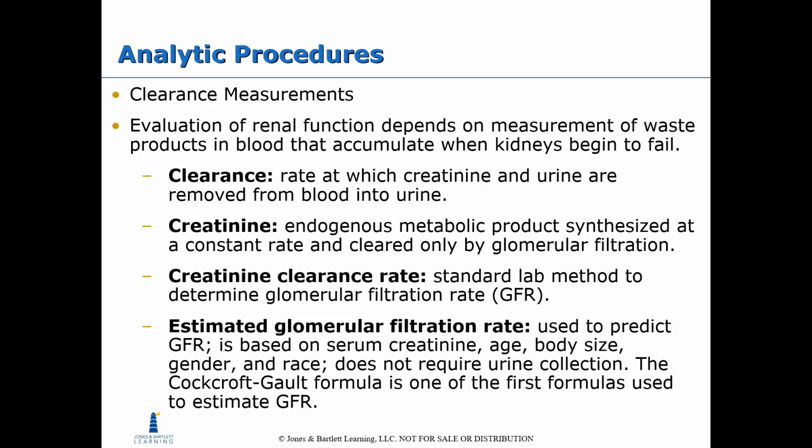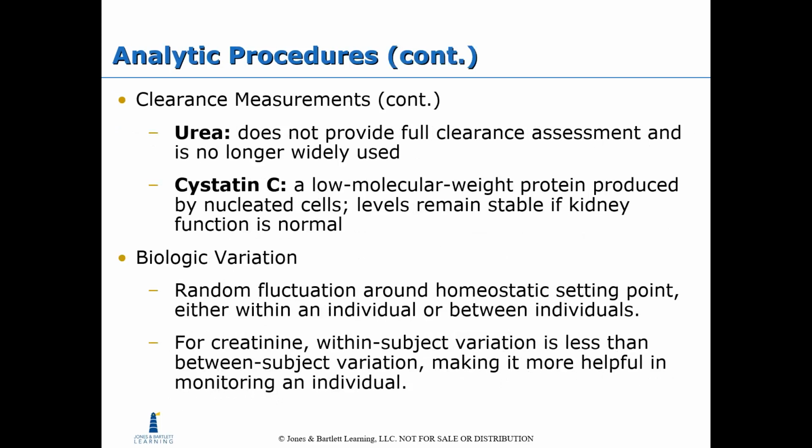Estimated glomerular filtration rate is used to predict the GFR. It's based on serum creatinine, age, body size, gender, and race, and does not require urine collection. The Cockcroft-Gault formula is one of the first formulas used to estimate GFR. Urea doesn't really provide full clearance assessment and is no longer widely used. Cystatin C is a low molecular weight protein that's produced by nucleated cells. Levels remain stable if kidney function is normal.